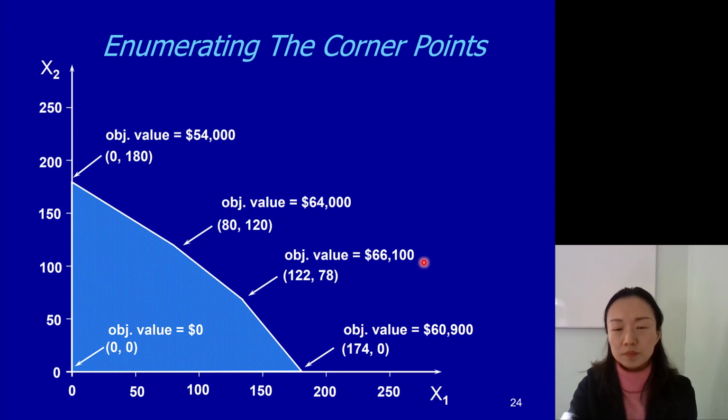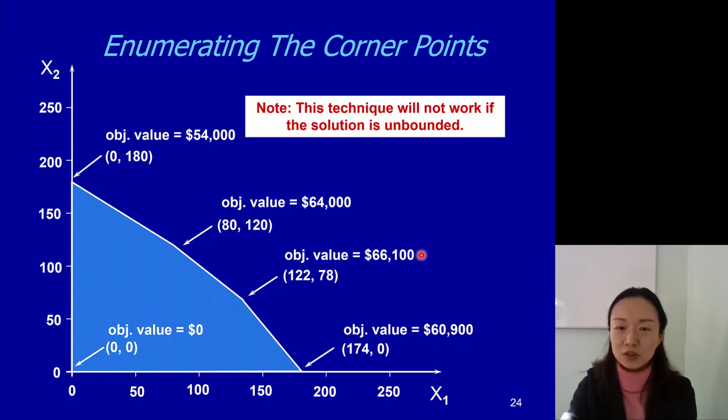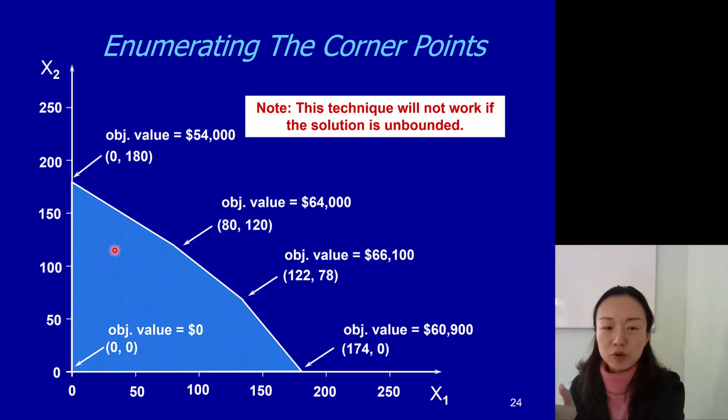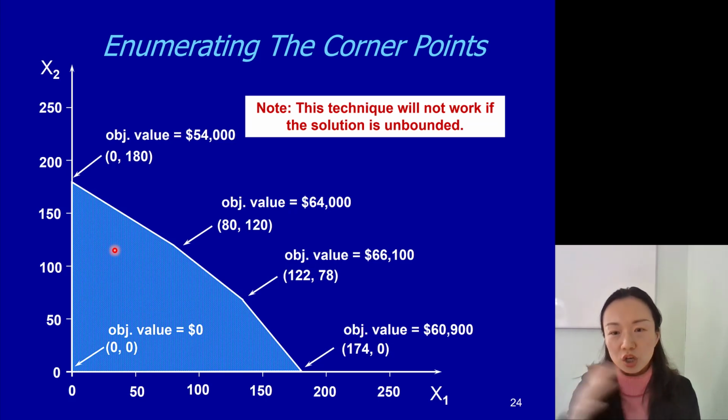And note, this method will not work if the solution is unbounded, which means that the area is not bounded by those constraints, so you can keep going in that one direction without touching any corner points. If there are no corner points in that direction, then you would not be able to enumerate the corner points. We're going to talk more about this unbounded condition.